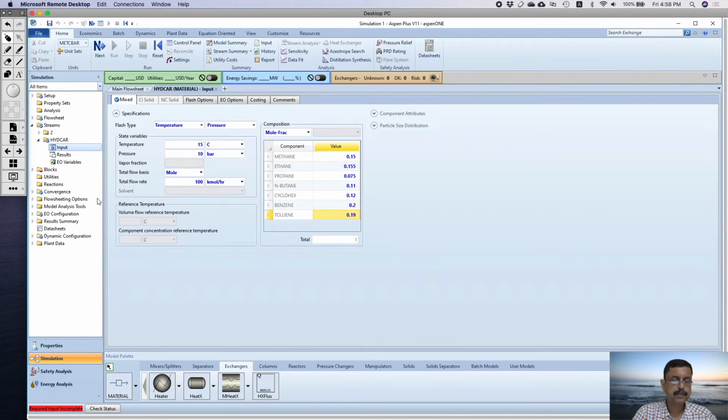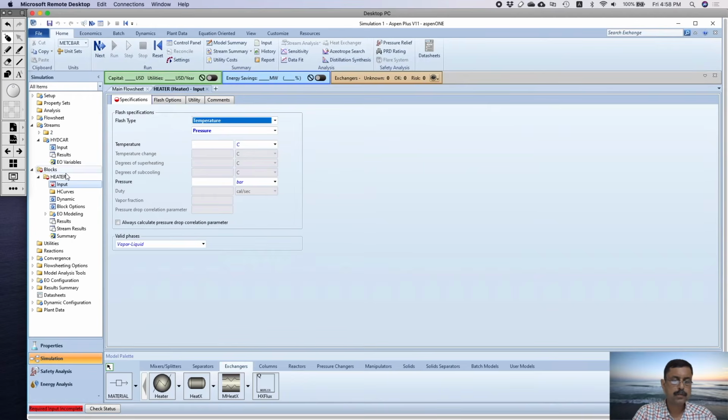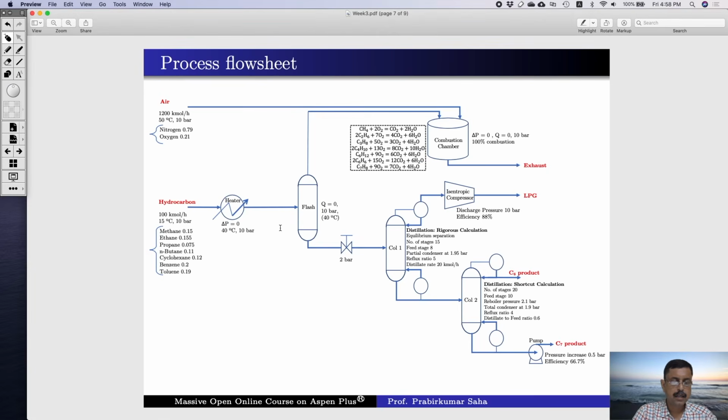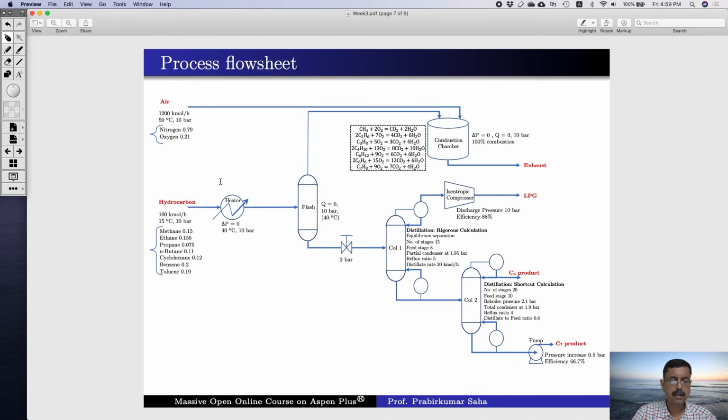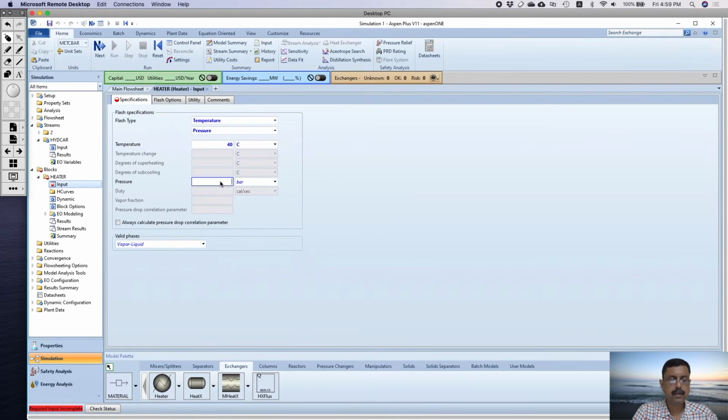So we are ready with the input. Go to next. It opens the heater input block. So here again, heater, there are 3 information available. That is 40 degrees centigrade, 10 bar pressure, or pressure drop to be 0. Now here temperature we give 40, but pressure, if you give 10 bar, then the pressure will be taken.